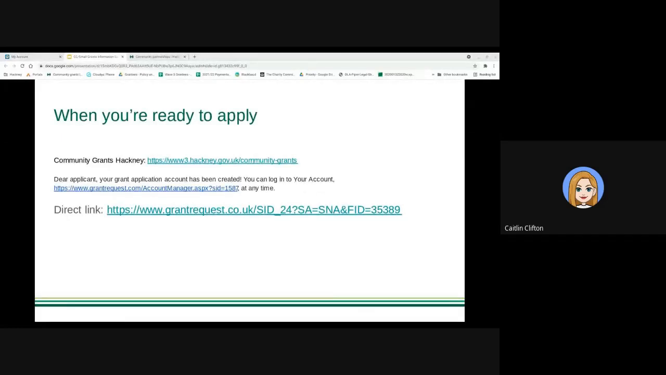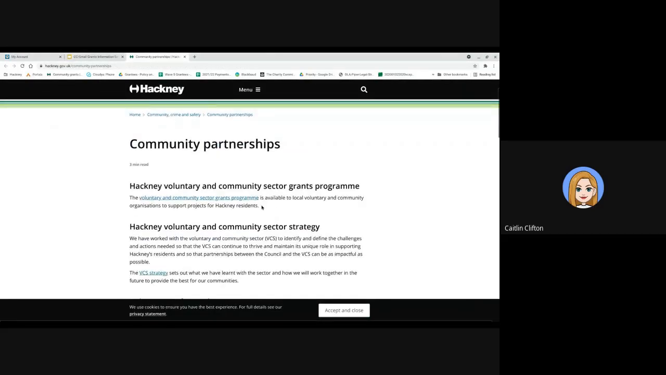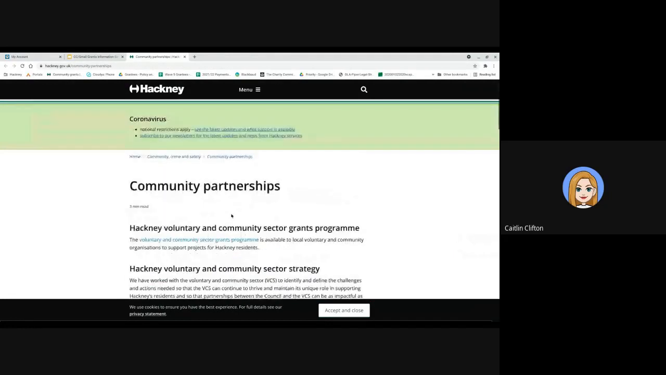Okay, so if you have absolutely never applied for a grant with us before, the best place to go is our community partnerships website. If you have applied or you already have started your application, then you should have an email with a direct link. But if in doubt, always just go to our community partnerships website. This is where we put everything to do with our grants program.